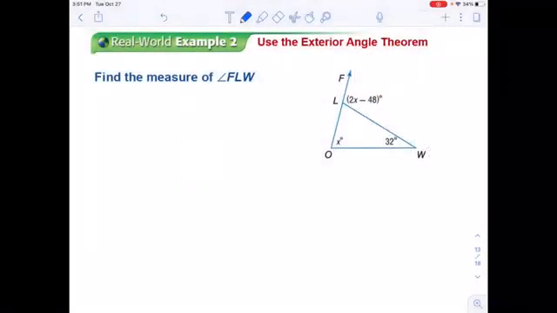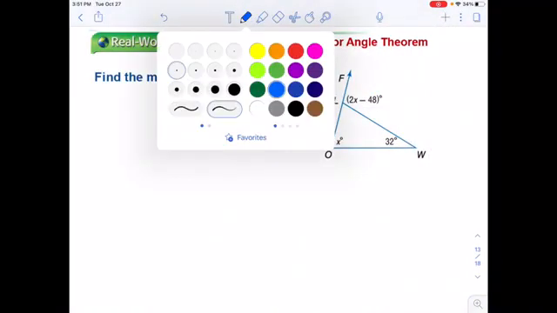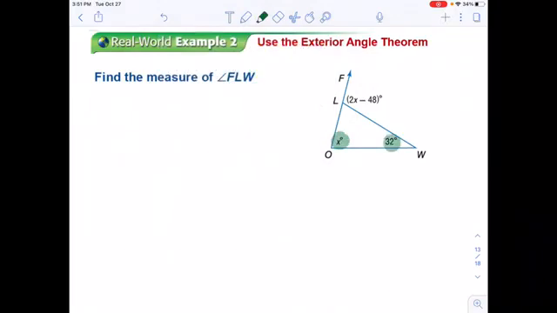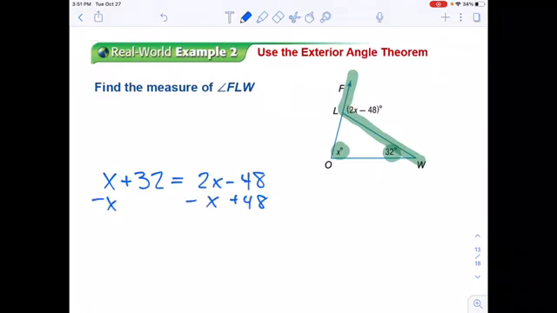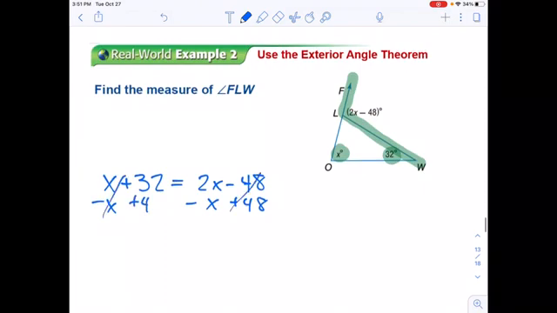Okay, so now we are going to find the measure of angle FLW using the exterior angle theorem. So we have our two remote interior angles in comparison to this exterior angle, which means we can take x plus 32 and simply equal that to 2x minus 48. And then solve for x. So x is going to equal 80.